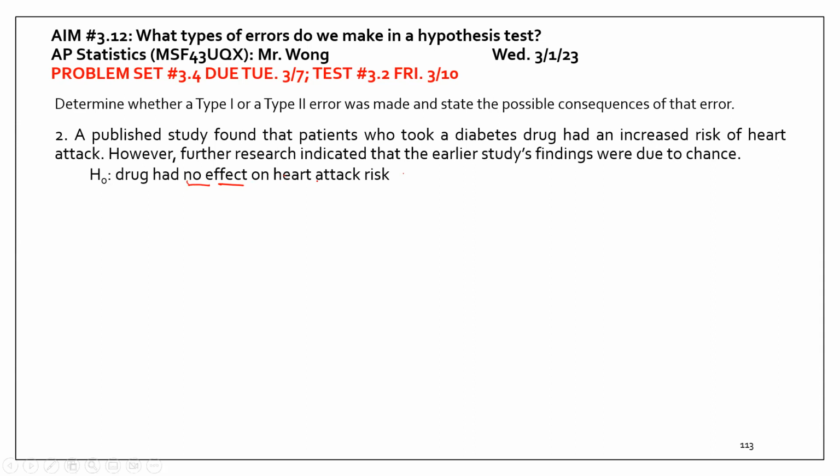on heart attack risk. So what would be the alternative? The alternative hypothesis would be that the drug, in this case, increased the risk of a heart attack. Now, we don't want to say that the drug had an effect because we can actually, based on the context here, be more specific about the direction of the change. And because of the context here, we would say that the alternative hypothesis is that the drug increased the risk of a heart attack. And we see that here.